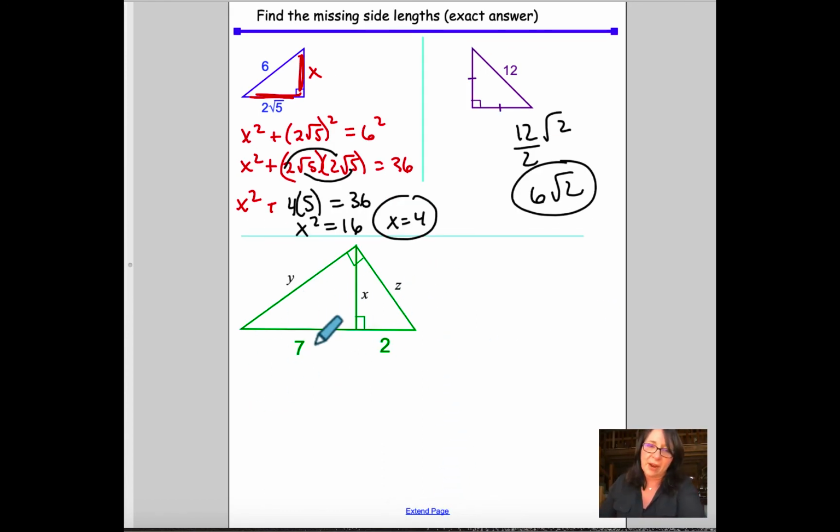Though for this one down here, this is one of the geometric mean problems where you have base is to height as height is to base. Okay, so you're going to go 7 is to x as x is to 2.